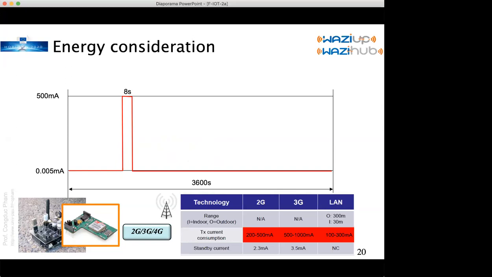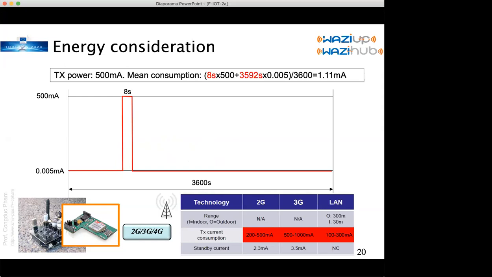If we try to compute the transmission power, the mean consumption over 1 hour, then the equation is quite simple: you have 8 seconds times the consumption, and then all the rest of the time it's going to be in sleep mode, and then you divide it by the 1.11 milliamp per hour.